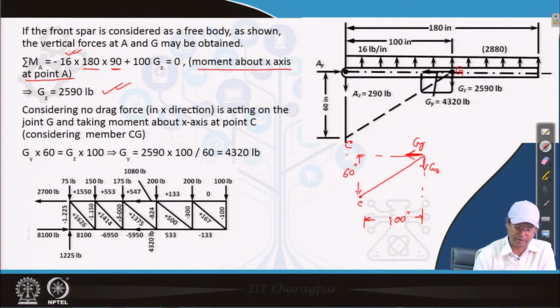This is the complete solution of the drag brace. We will discuss this again, but here it is to note that this 4320 pound, which is coming on the member C G, is also acting in this direction as 4320 pound here, and the other force we will discuss in the next slide.